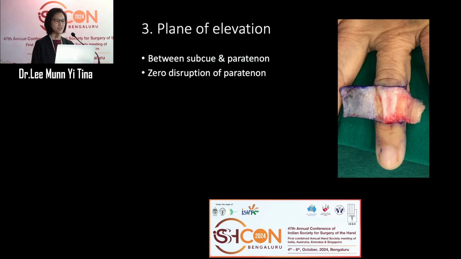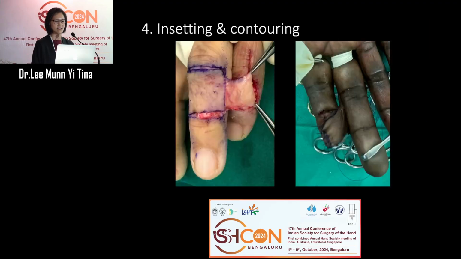Now, the plane of elevation is, of course, between the subcutaneous tissue as well as the peritenon. It is absolutely important that we have zero disruption of the peritenon to allow good take of the full-thickness skin graft later on. Now we move on to insetting and contouring. This is important for attaining a nice rounded pulp contour.